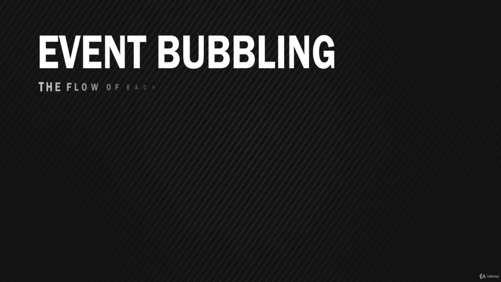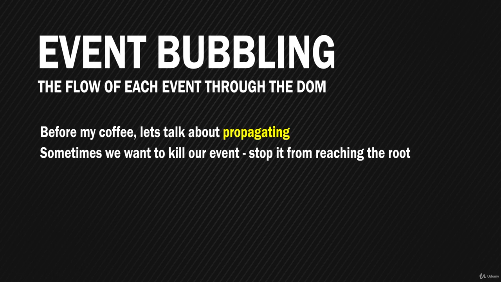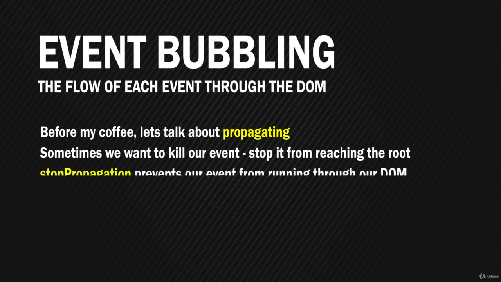The last thing I want to talk about before grabbing another coffee is how to prevent our event from propagating, aka from bubbling, from continuing. Sometimes we don't want our event to bubble all the way back up to the top. In other words, we want to kill our event, aka stop it from reaching the root. And to end its life, we have the stop propagation method, which prevents our event from running through our DOM.